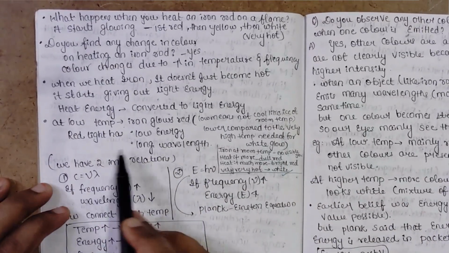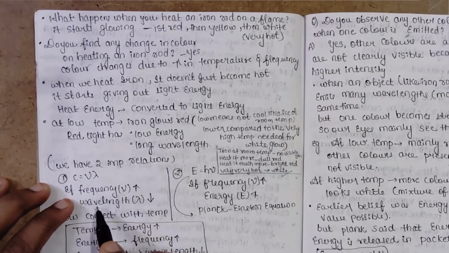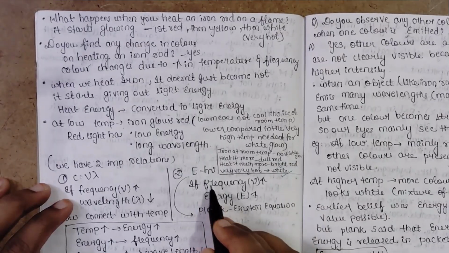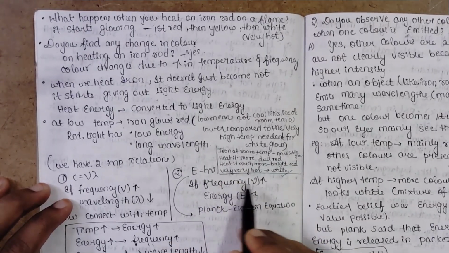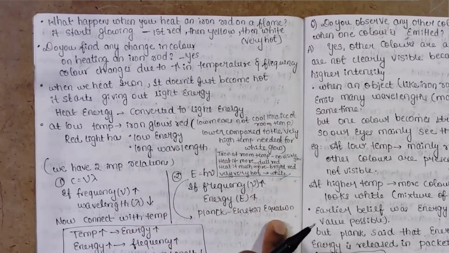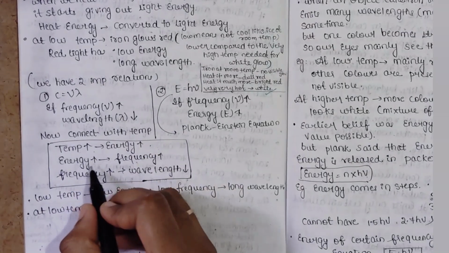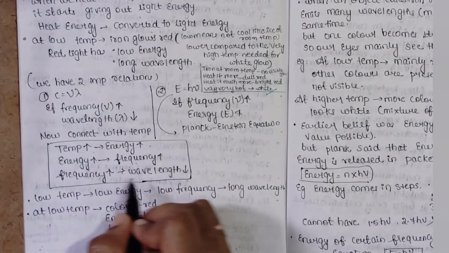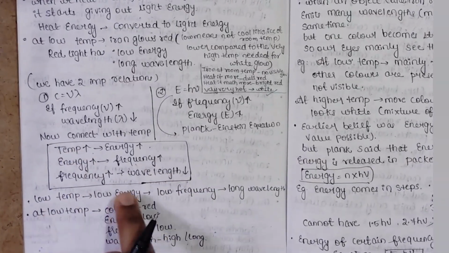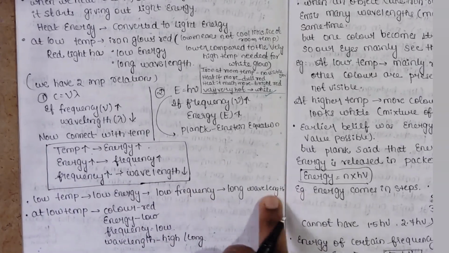We have two important relations here. c equals nu lambda: we know that if frequency increases, wavelength decreases. Next is the Planck-Einstein equation: here we can conclude that if frequency increases, energy also increases. So when we connect all these, if temperature increases, energy increases. If energy increases, frequency also increases. If frequency increases, wavelength decreases. Low temperature means low energy, means low frequency, means high wavelength.